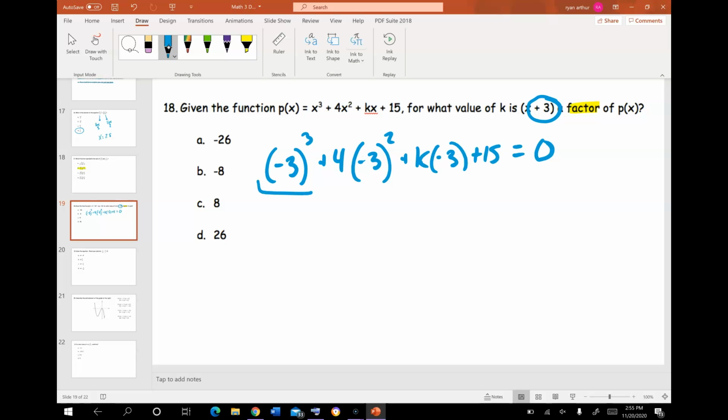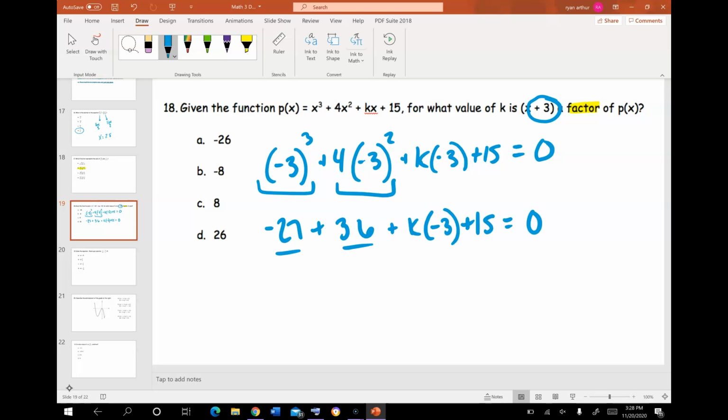Okay? So we simplify. -3 cubed. So we're going to simplify each section that doesn't have a variable in it. So -3 cubed is -27. This typed in the calculator is 36. This is still unknown, so we're going to say k times -3, and then plus 15 equals 0. Combine your like terms. So I'm going to say -27 plus 36 plus 15. And you can do this in Desmos. You know Desmos is an online calculator. So those added together is 24, and I still have the k times -3 equals 0.